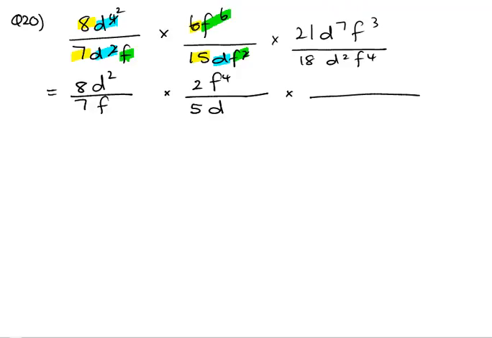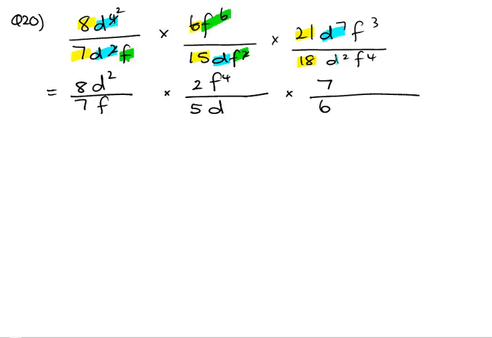Then we look at the next fraction. 18 and 21. Can we divide them to get a whole number? No. Do they have a common factor? Yes. Again, their common factor is 3. So 21 divided by 3 is 7. 18 divided by 3 is 6.